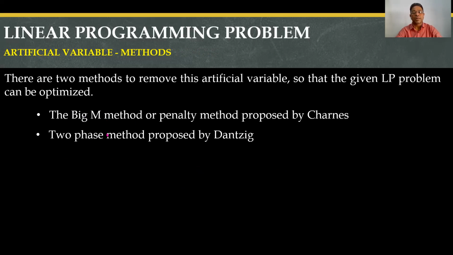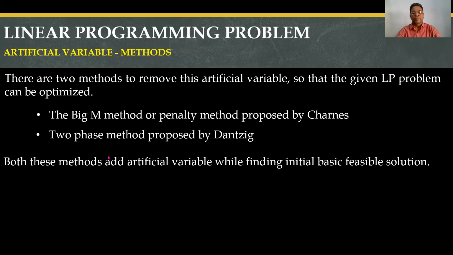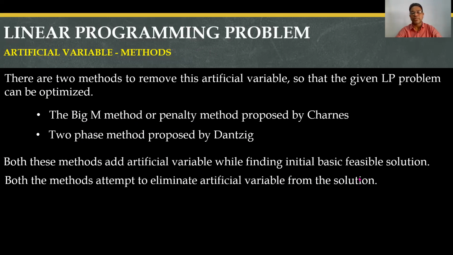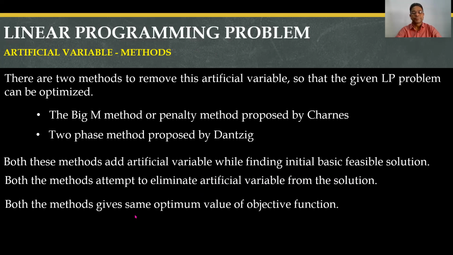Both of these are part of the simplex method only. Both these methods add artificial variables to find the initial basic feasible solution, and they attempt to eliminate the artificial variables from the solution. They add artificial variables and then attempt to remove or eliminate them from the solution. Since it is an artificial variable, it should not be in the solution.